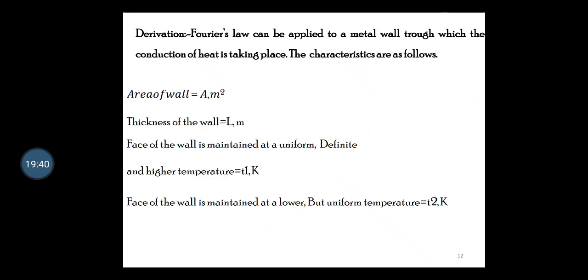This derivation, that is Fourier's law, can be applied to a metal wall through which conduction of heat is taking place. The characteristic features are: the area of the wall, measured in square meters, that is A; the thickness of the wall, that is L, measured in meters; one face of the wall is maintained at a uniform, definite and higher temperature, that is T1, kept constant; the other face of the wall is maintained at a lower but uniform temperature, that is T2, which is also considered a constant.